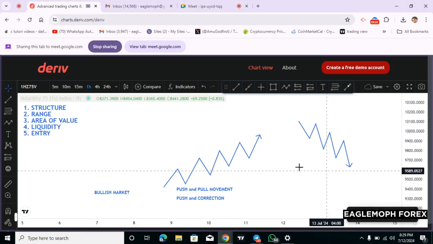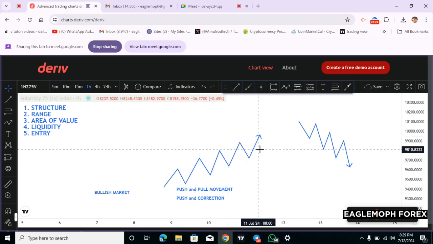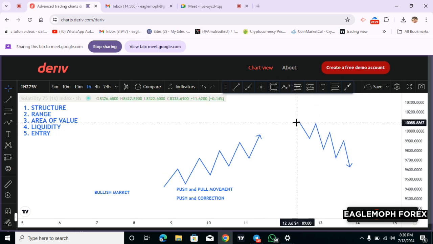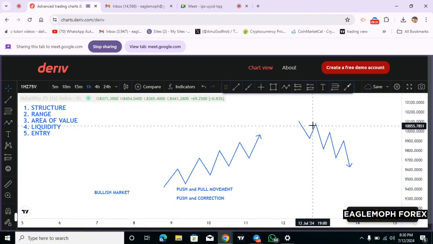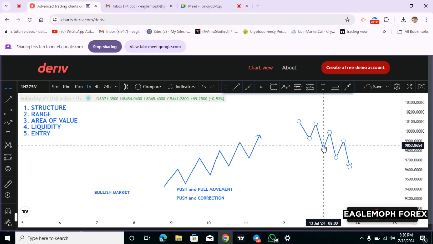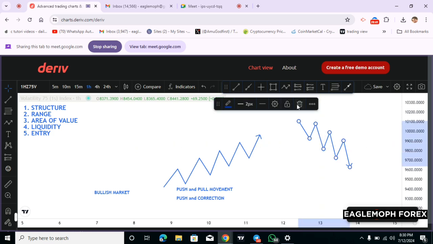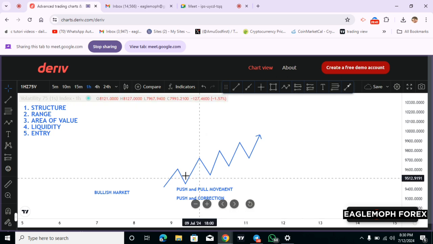So I think I was explaining this bearish scenario. I said when the market pushes like this, there's always a correction that will take place. And in a bearish scenario, what you are looking out for is to sell. So you sell after the correction has occurred. Now, let me go back to the bullish market.